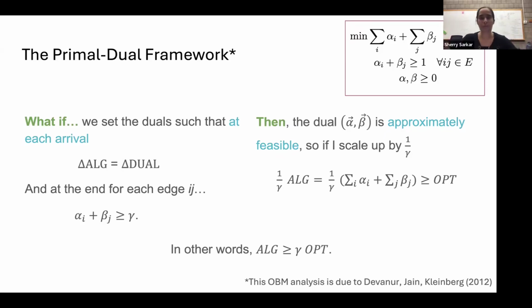So that's basically the paradigm we're going to have. We're going to have something where we make changes to our primal, and we make changes to our dual that's matched. And at the end, our dual, maybe it's not feasible, but it's approximately feasible. That's going to be enough to prove a gamma competitive algorithm.